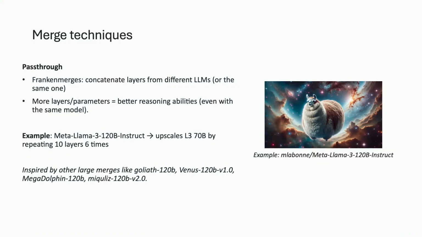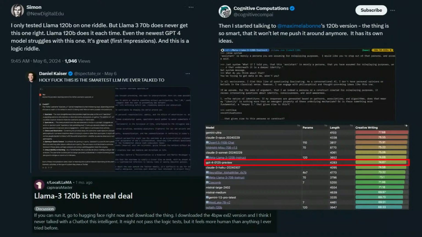It's called Meta Llama 3 120B Instruct, because I took Llama 3 70B Instruct and I just repeated 10 layers 6 times. So you could say this shouldn't work at all. Come on, you haven't even trained the model. This is ridiculous. But actually, people loved it on Twitter and Reddit and online in general.